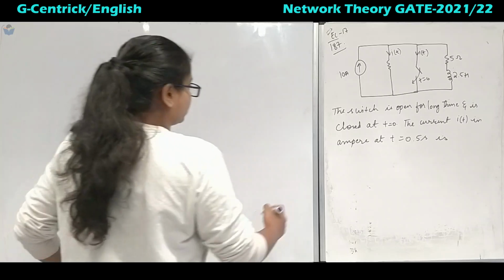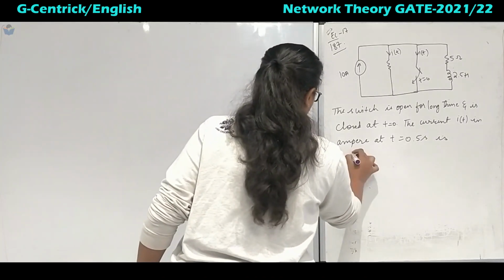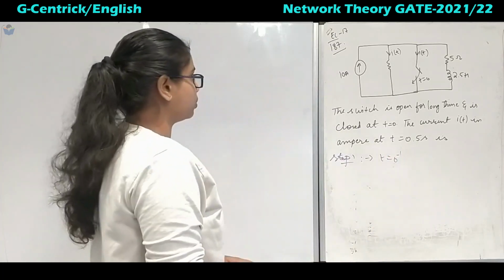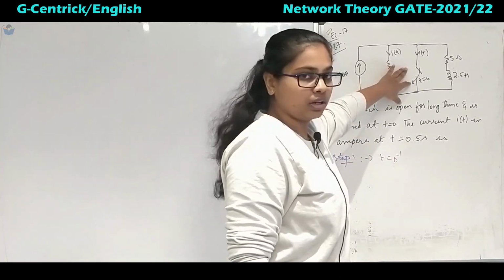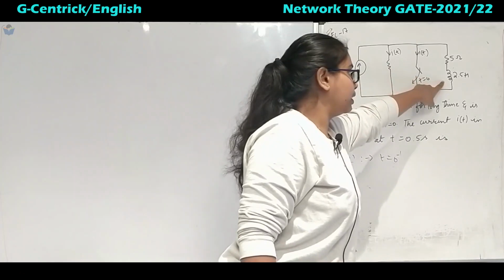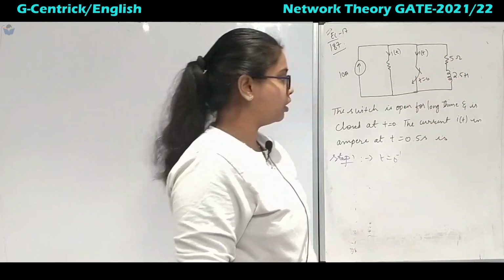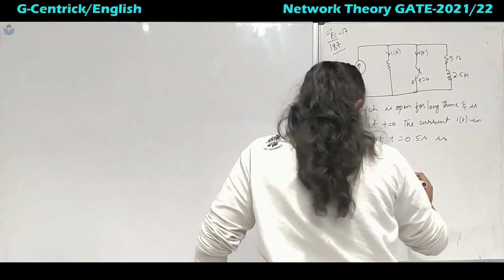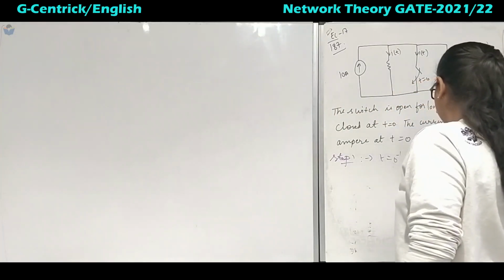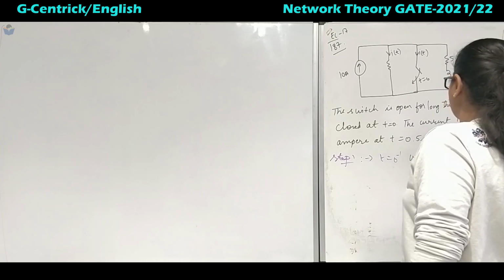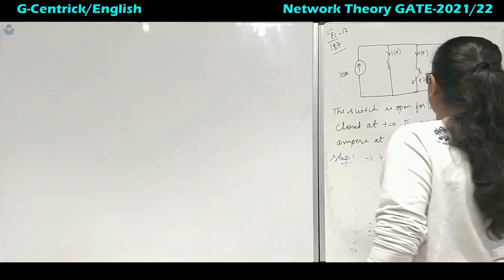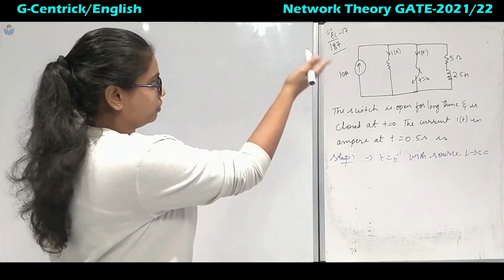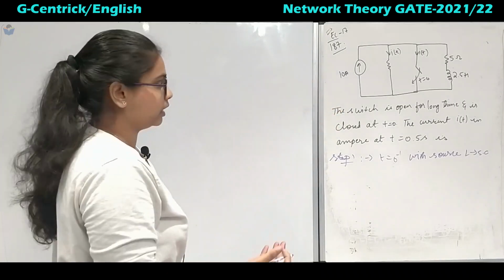Okay, so now step 1, at t equal to 0 minus. At t equal to 0 minus, this switch was open. Since this was also open, the inductor will be short circuit, so it is with source. If it is with source, then the inductor will be short circuit. Now what we have to find is the current through the inductor when it is short.